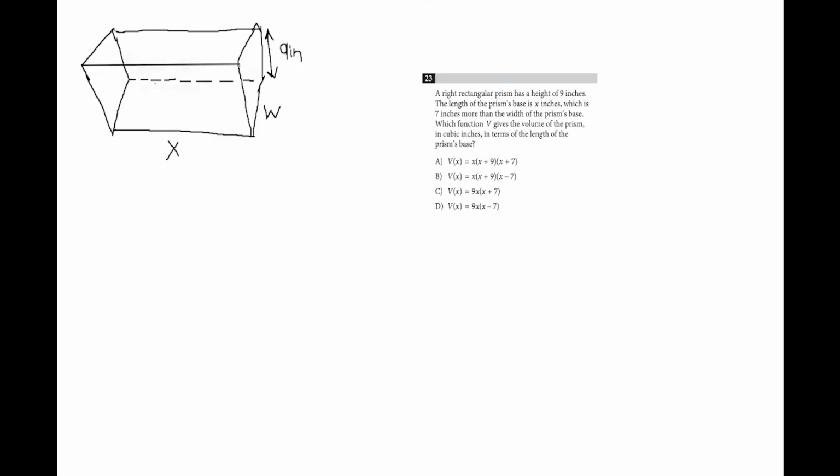So here we have a 3D problem. It says a right rectangular prism has a height of 9 inches. The length of the prism's base is x inches, which is 7 inches more than the width of the prism's base. Which function v gives the volume of the prism in cubic inches in terms of the length of the prism's base? I have a diagram of our shape on the left giving the information from the text. We're going to write our formula for the volume of a right rectangular prism, which is v is equal to length times width times height.